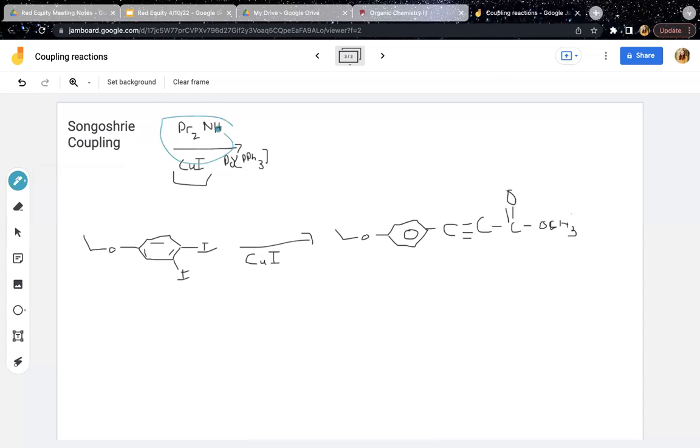So this gets attached there and is replacing those iodines. So those iodines are reacting and coming off to make this at the end. So that's Sonogashira.